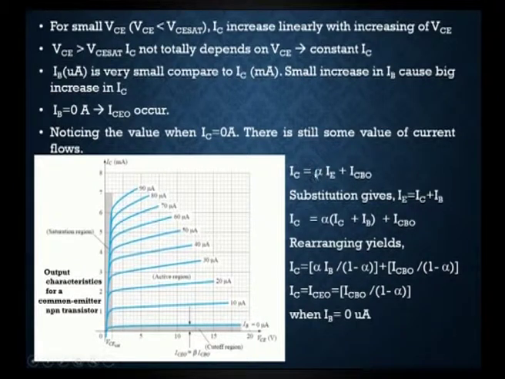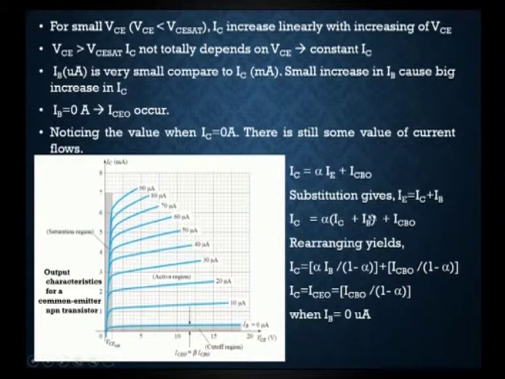Alpha is equal to IC by IE, which we got from common base, but here in the cutoff region we are also finding some small amount of current. So, we added ICBO here, a small current, which is the collector to base current when the emitter is open. Now the collector current, when we apply the IE value, IE is equal to IC plus IB, which we substituted here. So, this is the equation we got.